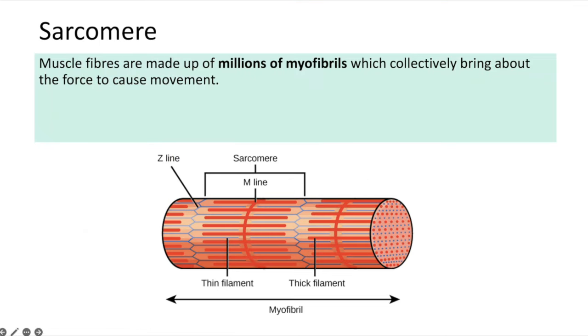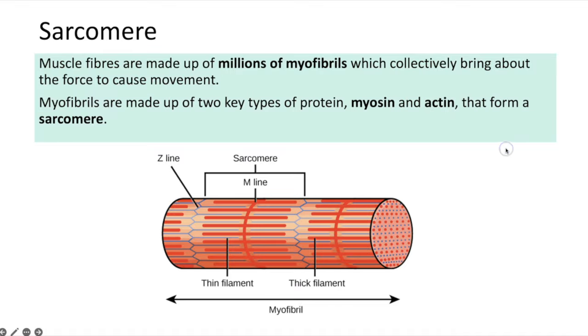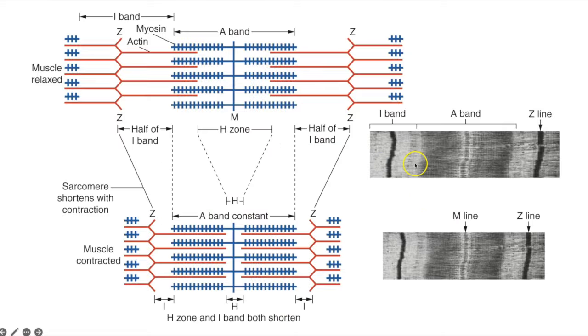Muscle fibers are made up of millions of myofibrils, which collectively bring about the force to cause the muscle to contract. And myofibrils are made up of two key proteins. We have myosin and actin, and those form the sarcomere. And that's what we're going to have a look at in more detail.